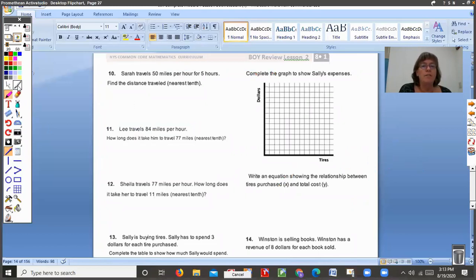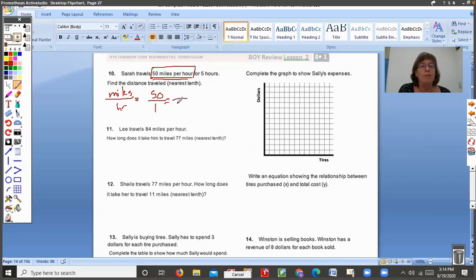Sarah travels 50 miles per hour. So you need to recognize that when you see 50 miles per hour right here, it's giving you the unit rate, okay? So this number is not part of the unit rate. This is right here, and it's 50 miles per hour. So you're going to do miles per hour, and it's saying that she does 50 miles per 1 hour. And she does that for 5 hours, so find the distance.